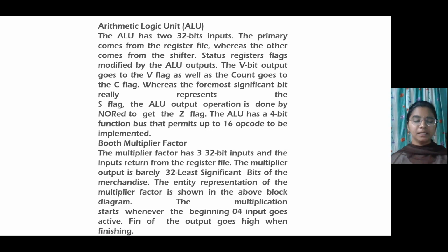Booth multiplier: the multiplier has three 32-bit inputs, and the inputs are read from the register file. The multiplier output is only the 32 least significant bits of the product. The entity representation of the multiplier can be represented by using a diagram.